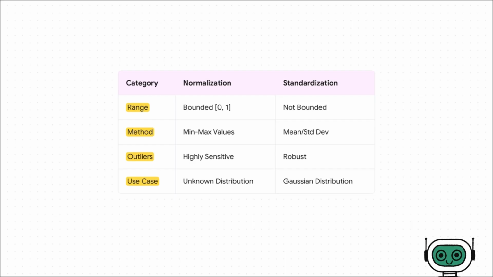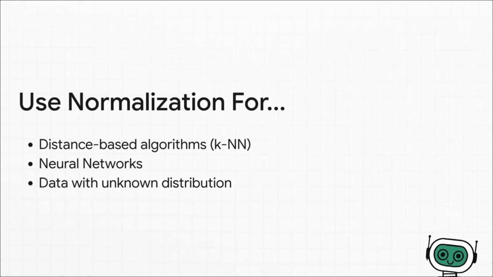So it really boils down to, do you need a strict boundary or do you need to handle potential outliers? So when is normalization a good idea? You'll often see it used with algorithms that don't really care about the shape of the data's distribution, but do care about the scale. A classic example is k-nearest neighbors, or KNN. It's all about distances, so having everything on that same 0 to 1 scale is really helpful. You'll also see it a lot in image processing or with some neural networks, where having inputs in a tight, bounded range can just make the whole training process smoother.